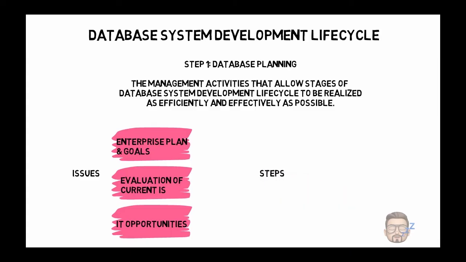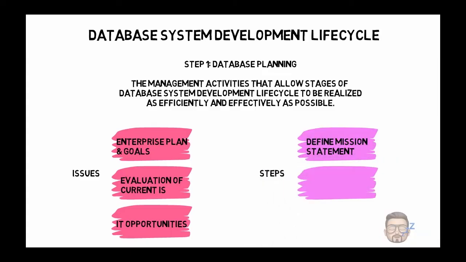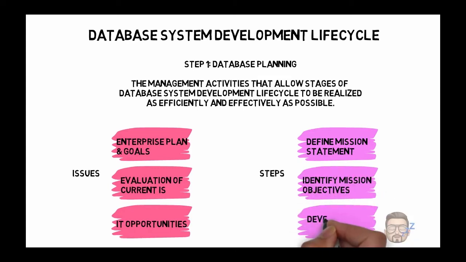There are 3 steps in database planning. First, find what is the problem. The second one, state the objective. And the third one is determine the development of standards.